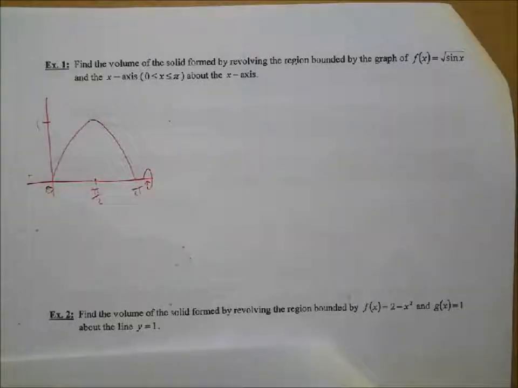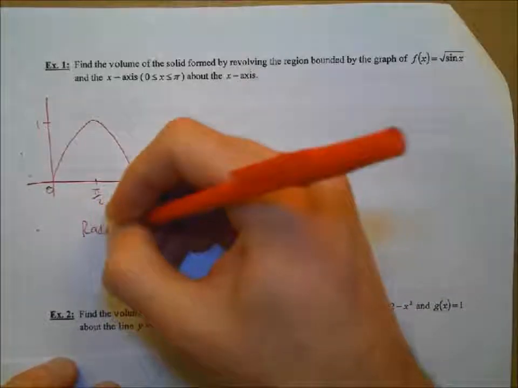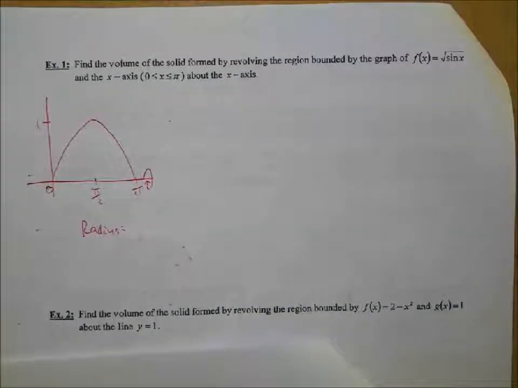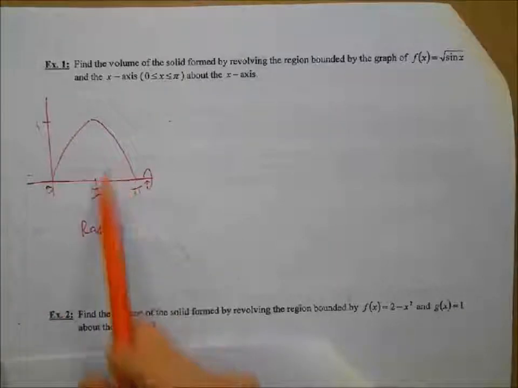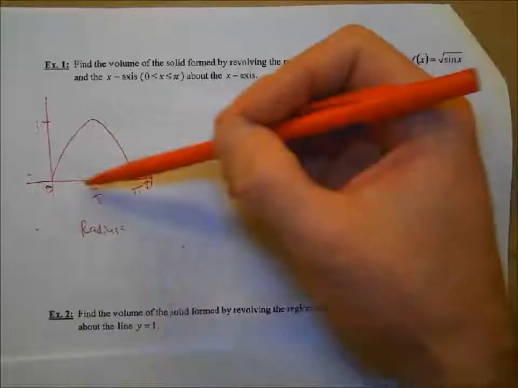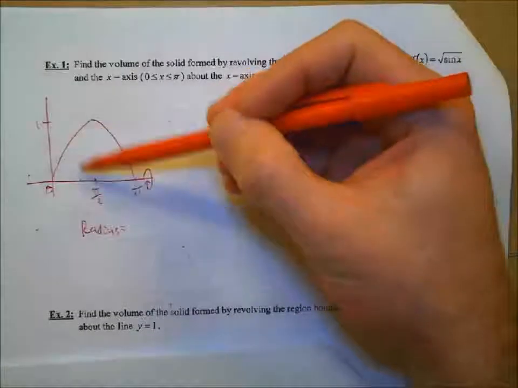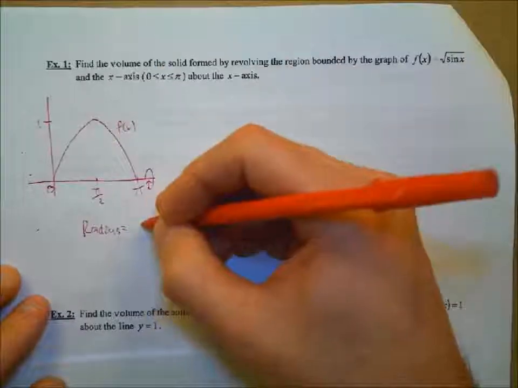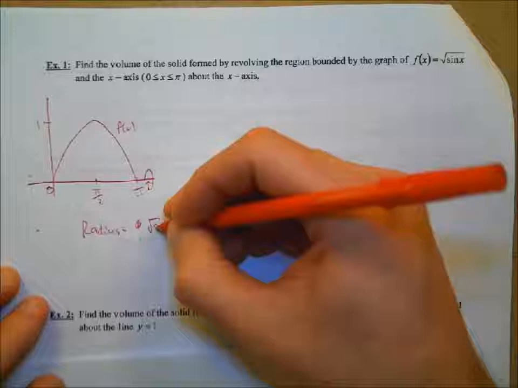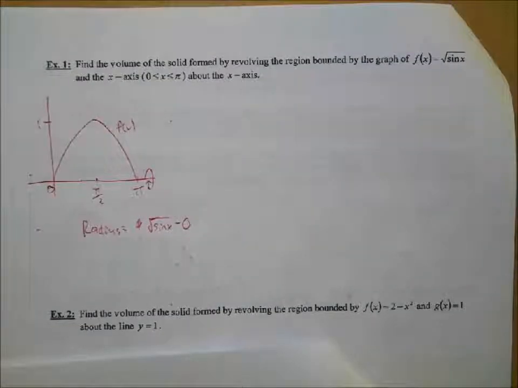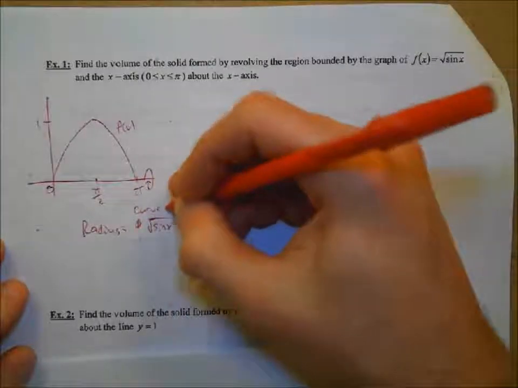So, the radius, let's take some time to identify that. Remember, the radius is always a measure from the center of our object to the edge. So, the center of this solid of revolution, when we revolve it, is going to be this axis, right? And then the edge is going to be determined by what? The function f, so it's just f of x. I'm going to write this in here: square root of sine of x minus 0, curve minus axis.